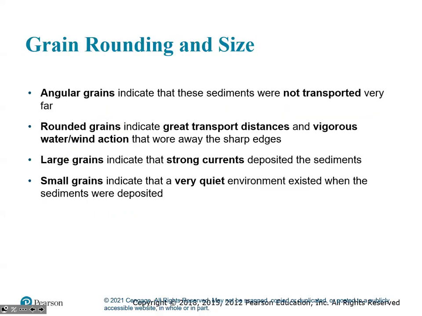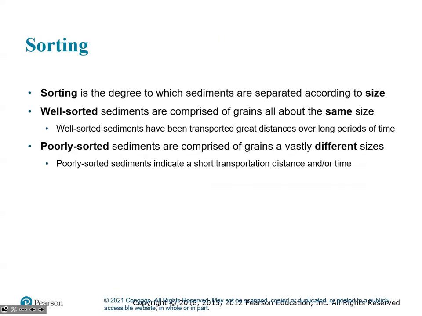Also things like the grain shape. Angular grains indicate the sediments weren't transported very far, that they've been carried a relatively short distance, while rounded grains indicate long transport distances and vigorous water or wind action that wore away the sharp edges. Larger grains indicate strong currents deposited the sediments, because as the current slows down, the heavier things fall out. Smaller grains indicate that it was a very quiet environment, because smaller grains are more easily carried by flowing water. So it has to still down for things to deposit.